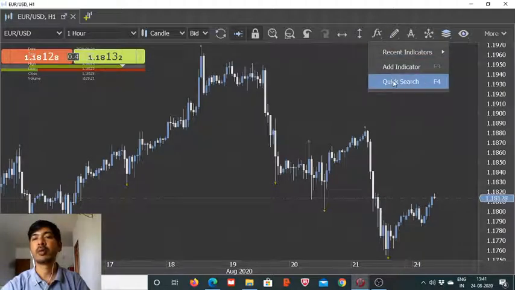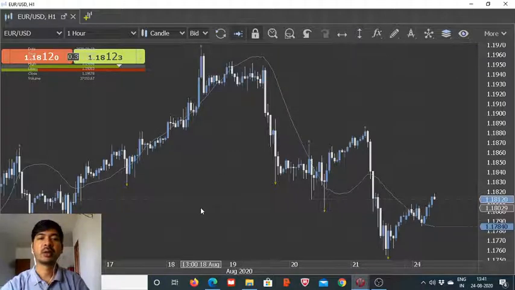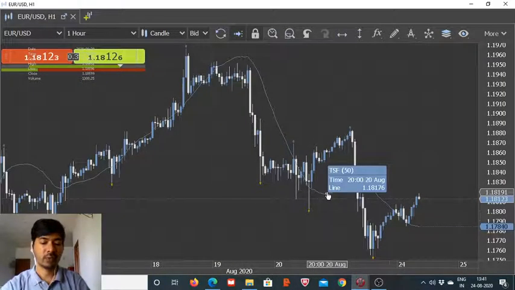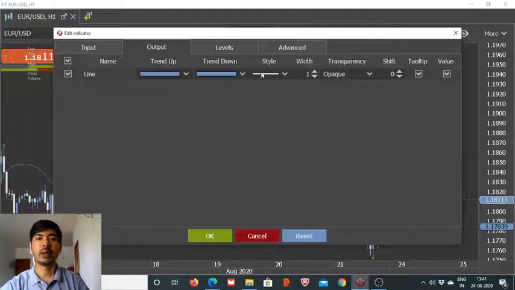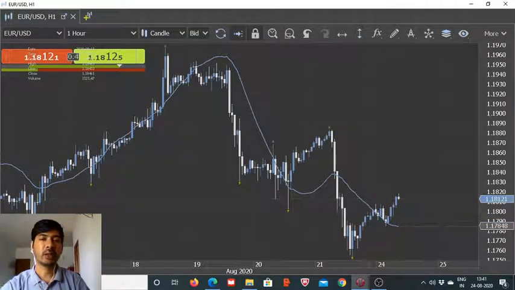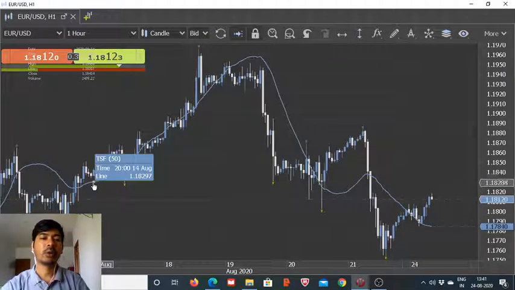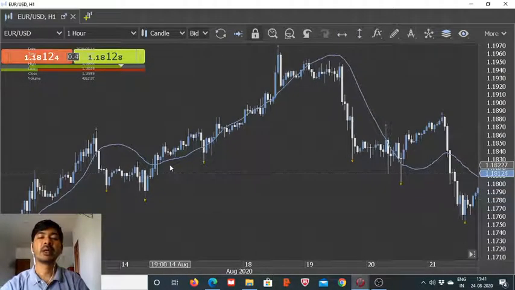So here we have to do a quick search. We add the time series forecast. We now have time series forecast plotted on the hourly chart for the 50 time period. Let us edit it a bit, and we increase the width so that the indicator is clearly visible to you. Now, as you can see, it tries to plot the value which is pretty much closer to the price action. Here, as you can see, we have the price action moving upward in a bullish tendency.